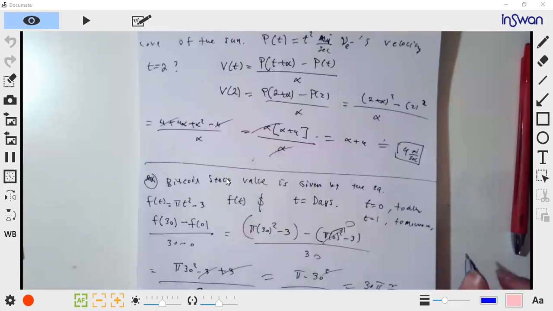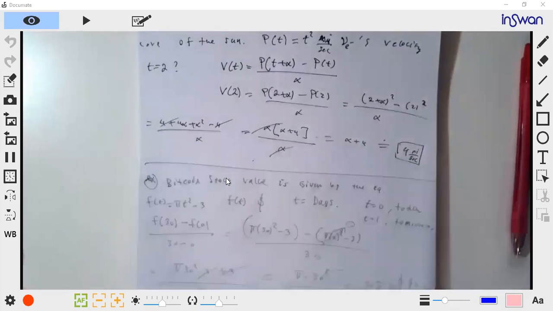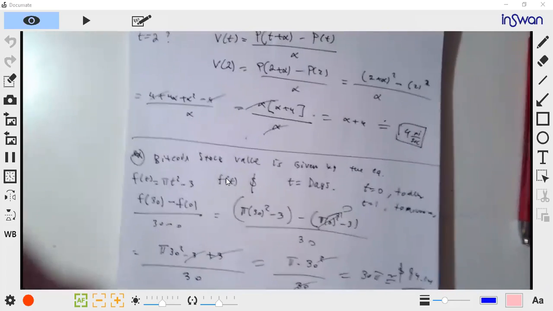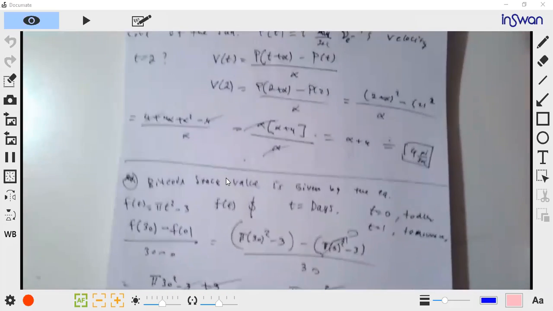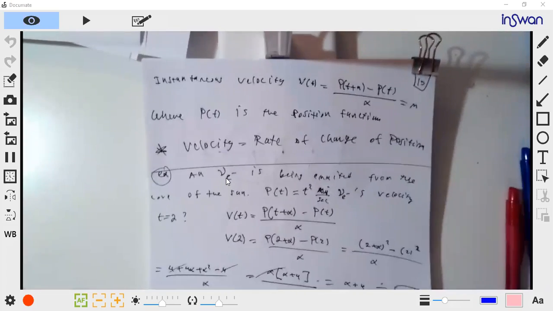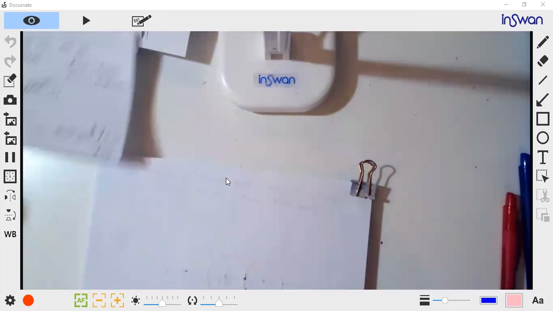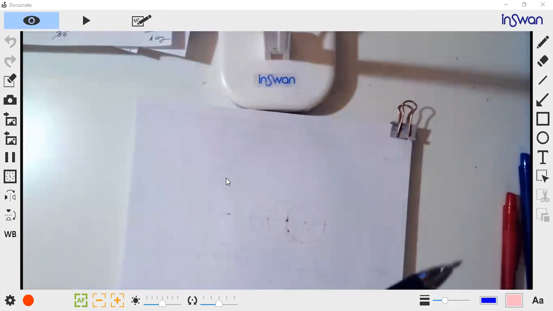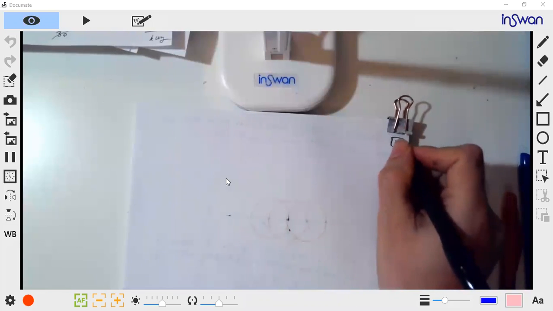$94.14 per day. So yeah, that stock is going up. It's increasing very rapidly. So that is the average rate of change of the velocity. But what is the instantaneous rate? Did I say velocity? I mean stock value. So what is the instantaneous rate of change of the stock? Okay, that's now what we want to know.